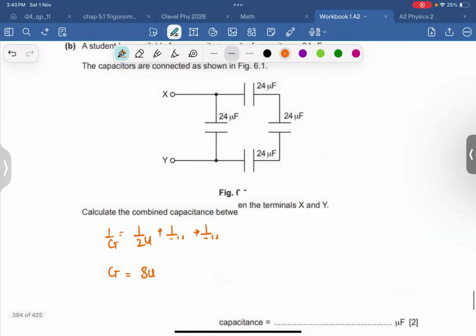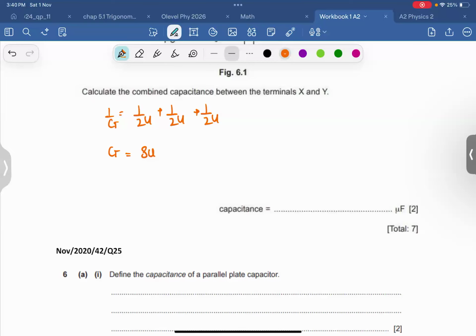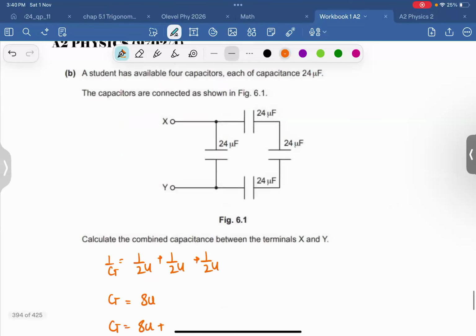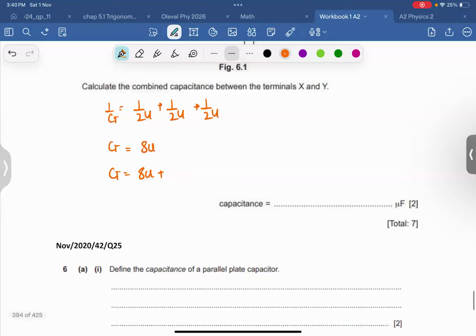Then the other one is in parallel with that. So the total capacitance will be 8 microfarad plus 24 microfarad. So that gave me 32 microfarad.